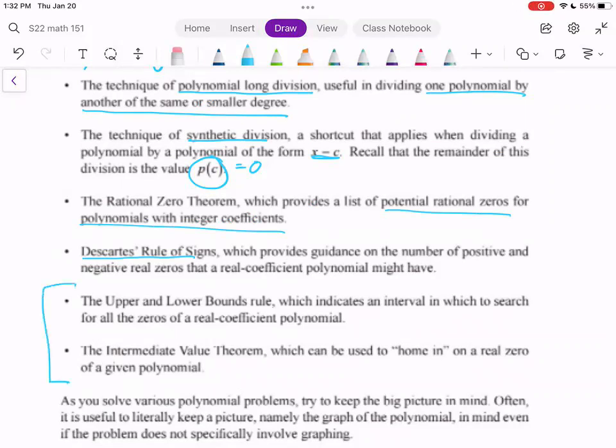We did not go into the upper and lower bound rule or the intermediate value theorem. Those are things that you'll get into if you continue on further in calculus. Remember, these are things to help us create a big picture, and then we can create those graphs and get an idea of what's happening versus all the specifics.